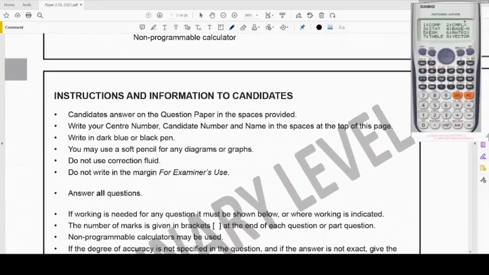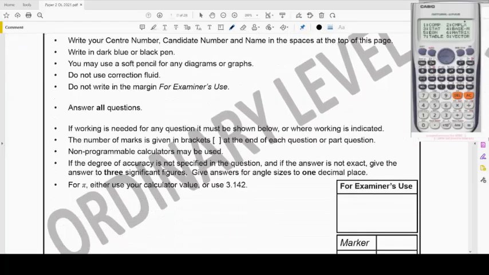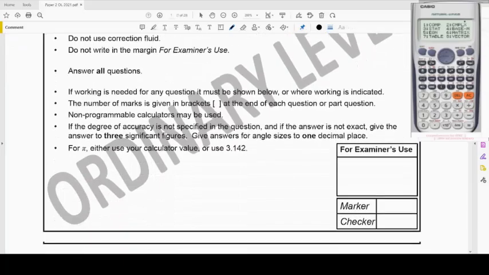Right, so whenever you're writing an exam, always make sure that you read the instructions, make sure that you follow them, and do everything that is required of you.